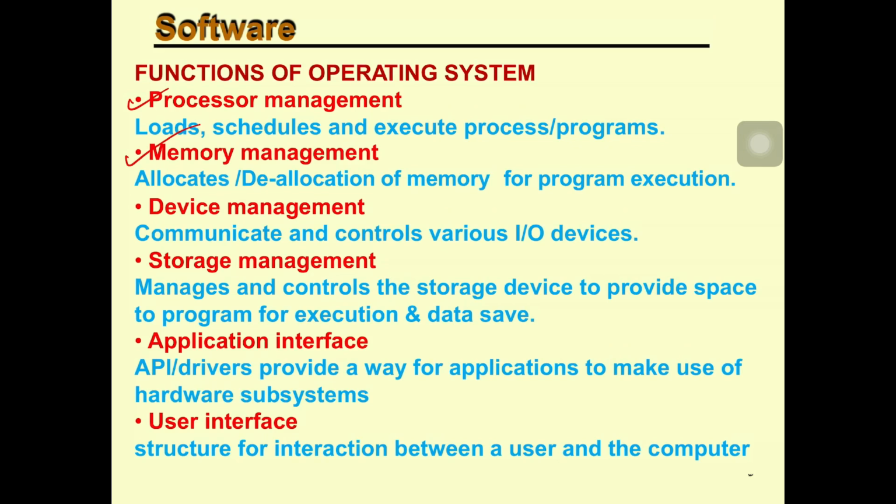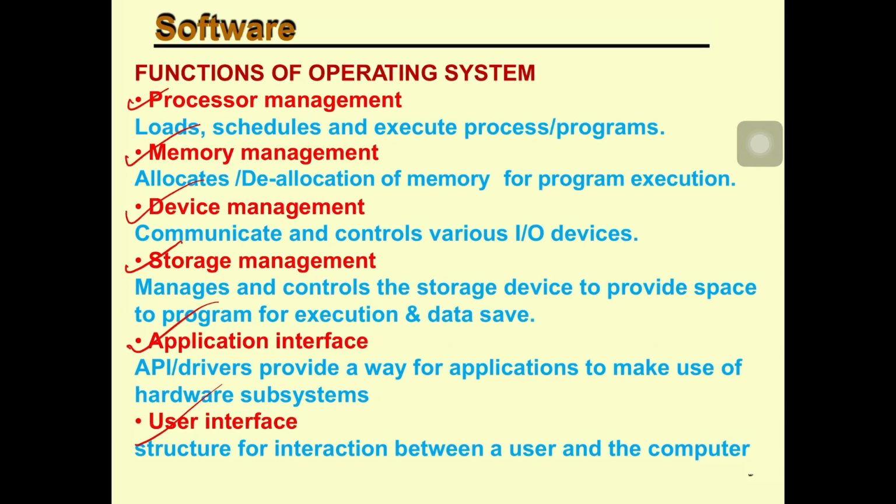The operating system allocates or deallocates memory for program execution. Next one is device management. The operating system communicates with and controls various input as well as output devices. Storage management: it manages and controls the storage devices to provide space to a program for execution and saving of data. Now, application interface. The operating system also acts as an interface. How? It provides an application programming interface, or it provides drivers for various types of application programs.